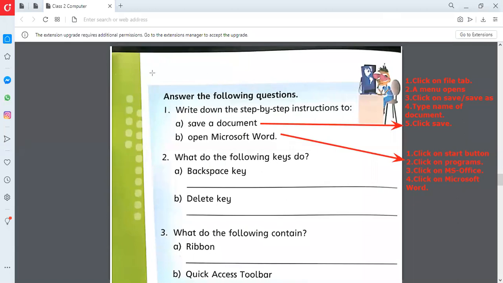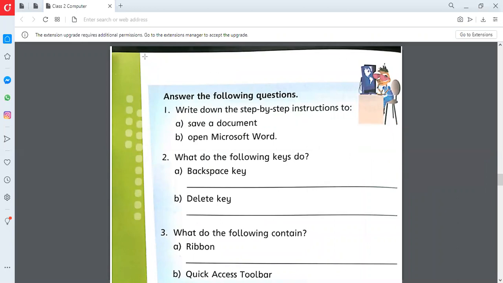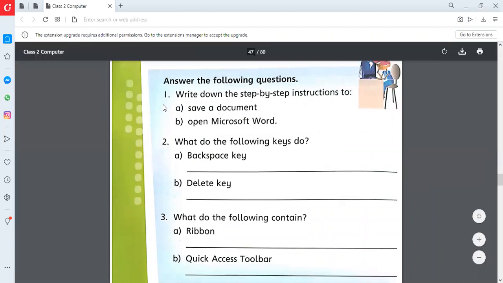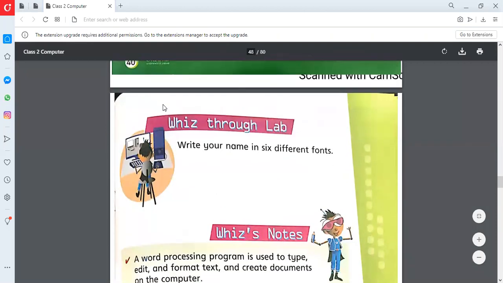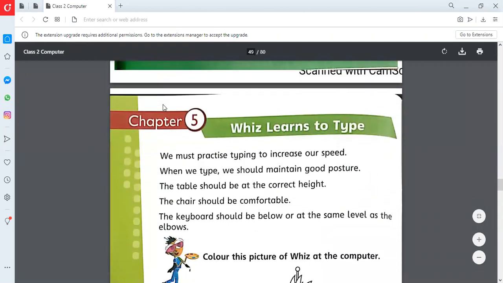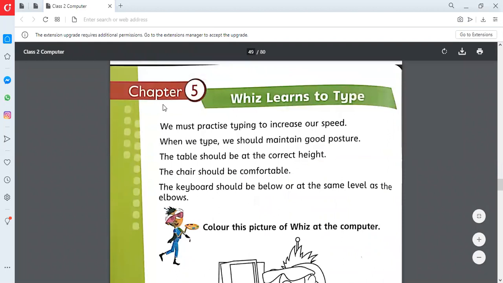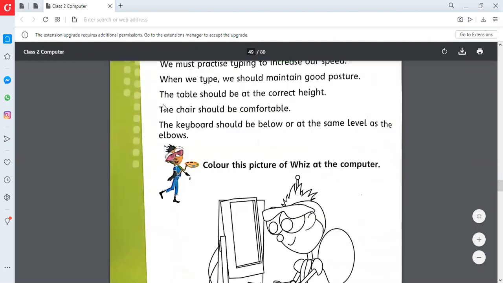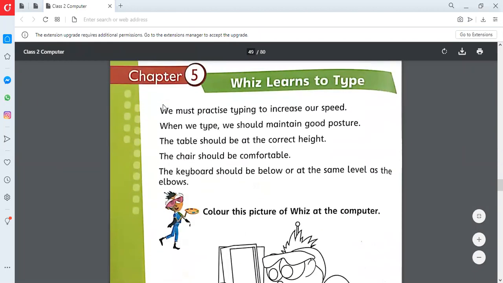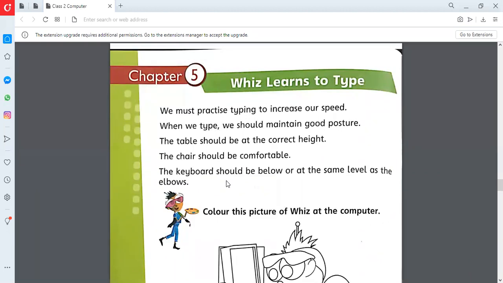Now we are moving towards page number 42 and I am erasing the screen. Let me clear the screen. Everybody open page number 42. On page number 42, there is a new chapter. It's chapter number 5.